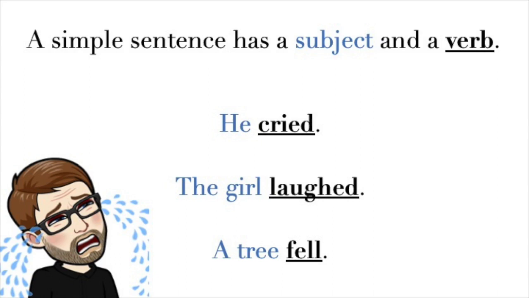If you look at this first example, it says, he cried. The subject's in blue, the verb, the action, is in black, bold and underlined, and you can see here, he cried. Subject, verb, person, action. If you look at the other two, the girl laughed, a tree fell, exactly the same structure to them.